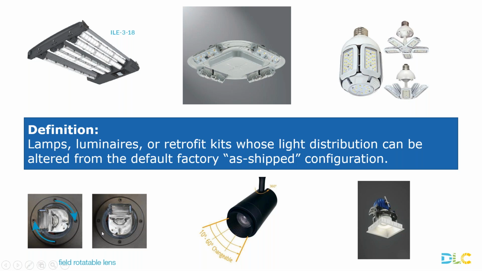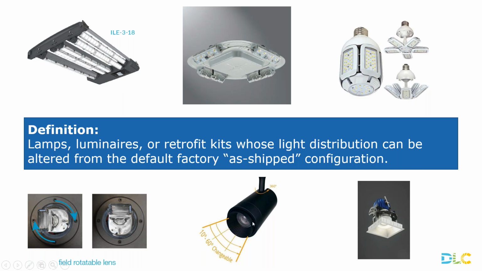Down on the lower left, this is actually a zoomed-in view of a street light or an area luminaire. This product has field rotatable lenses, so you can rotate them in the field to best meet the needs of the exterior area that you're illuminating. So you now have one product that might be able to provide multiple distributions, where these used to be different products.